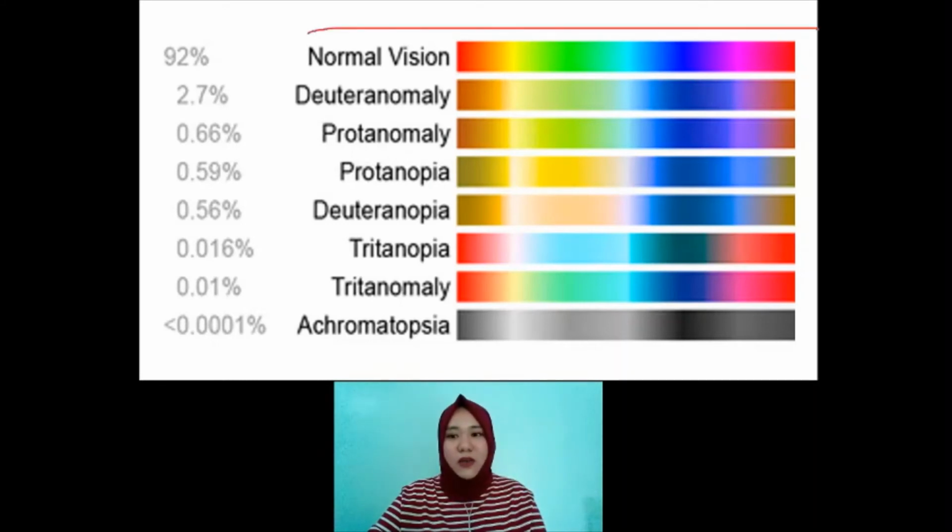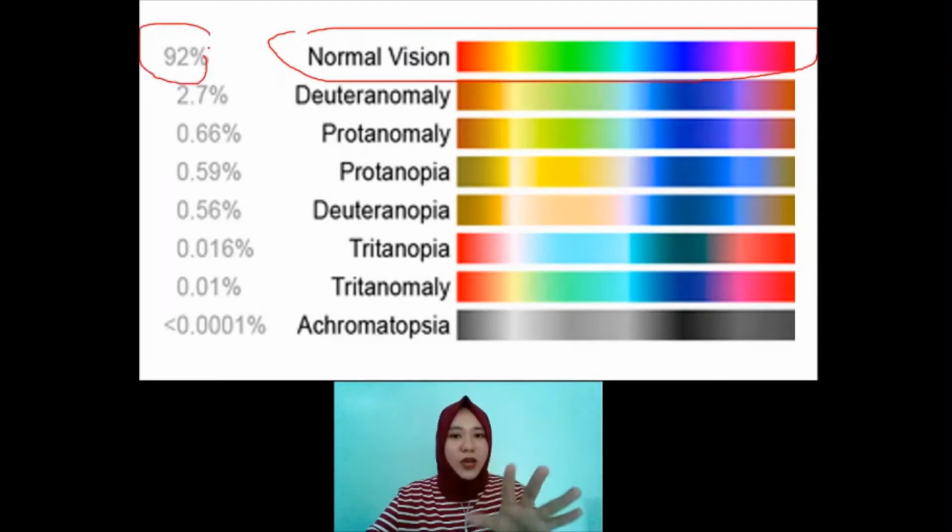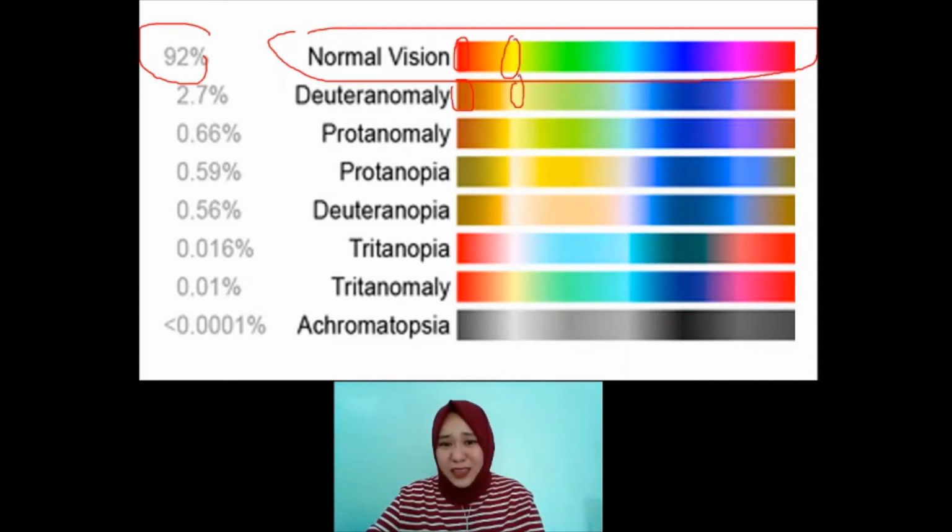Okay? So, in this first color spectrum here, according to Google, 92% of the population has normal vision when it comes to seeing colors. And about 2.7% of the population has deuteranomaly. So this is how they see the colors. For example, if it's on the red part of the spectrum, they see it as somewhat orangey brown. If it's yellow, it's almost white, right? So, if it's pinkish, for them, it's a little bit purplish. Okay? That's how they see colors.